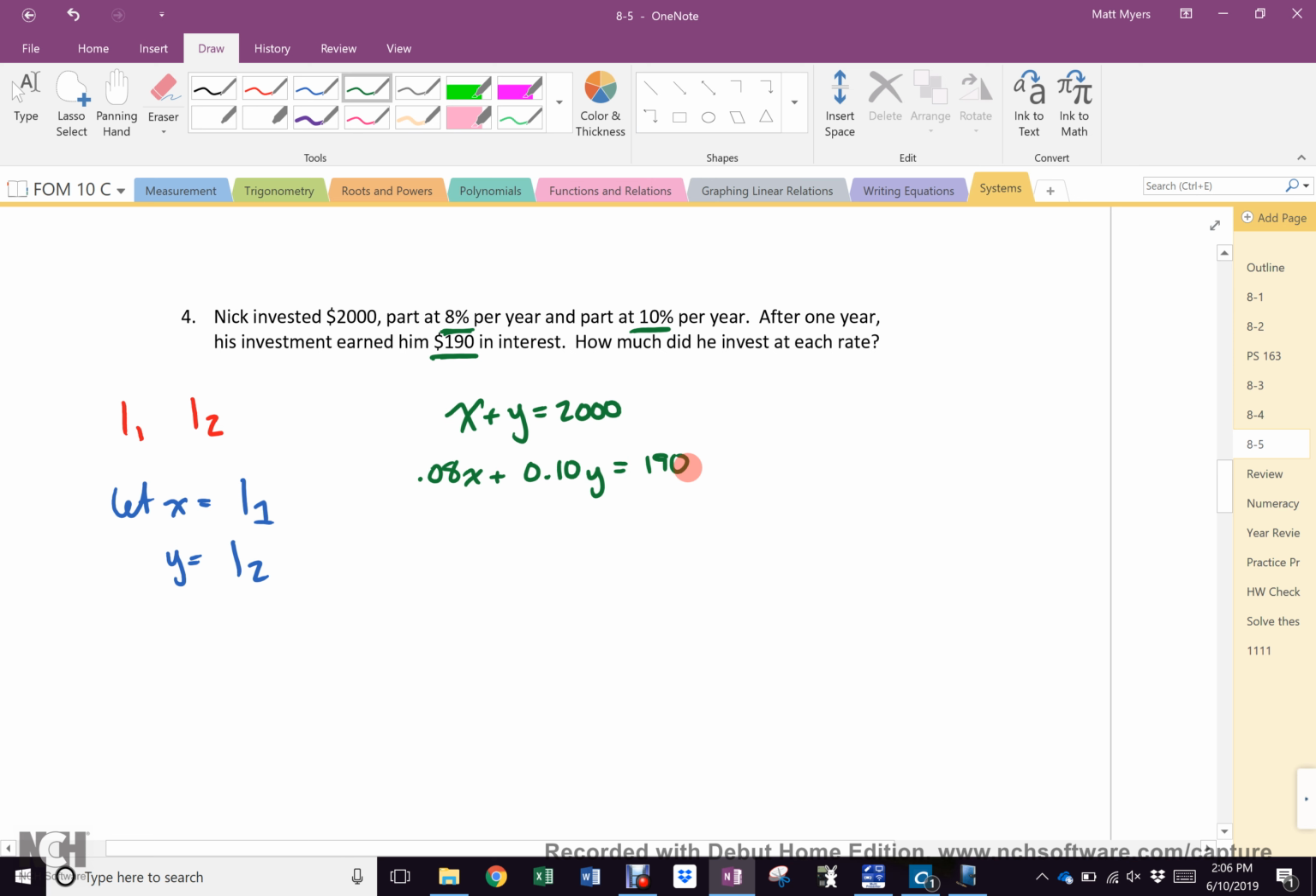Now, what about that question bothers you? The decimal. Could you get rid of it? How would you get rid of 0.08? Multiply by what, David? 10? I would multiply by 10 to get rid of 2 decimal places? I would multiply by 100, wouldn't I? So this would become 8x plus what? 10y equals what? 19,000. 2 zeros, right? Everybody cool?